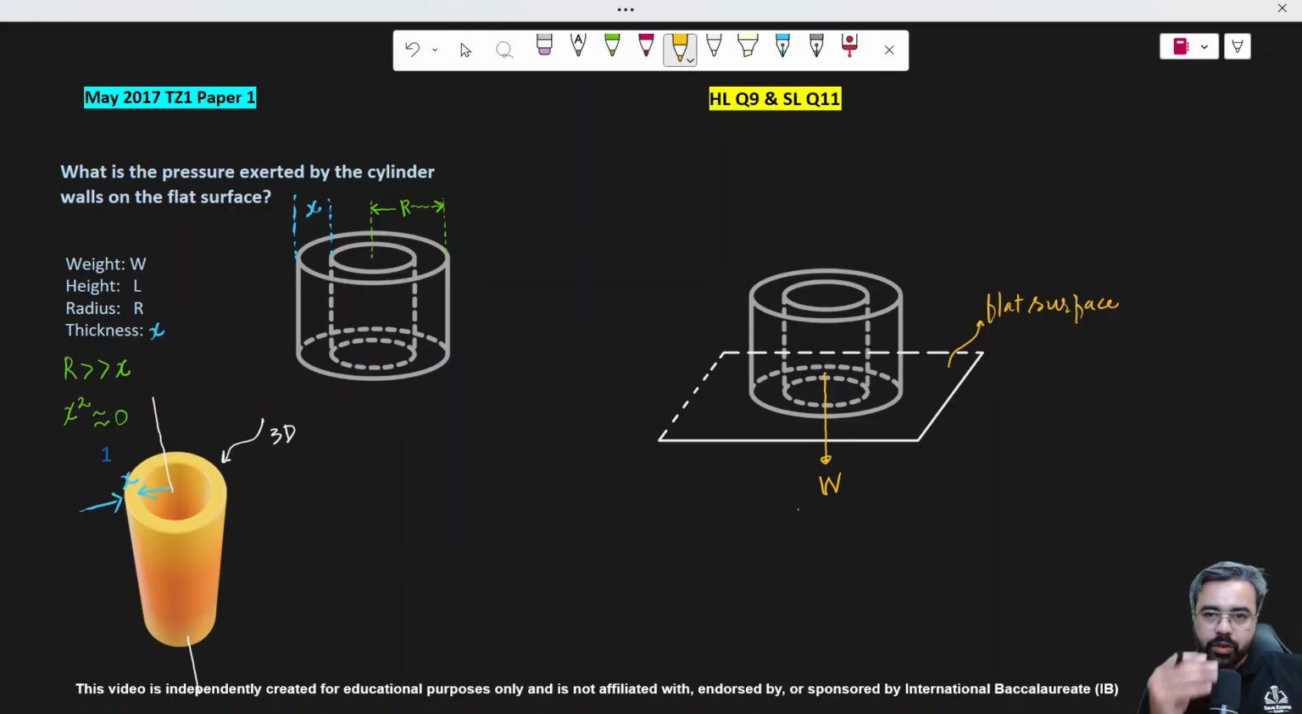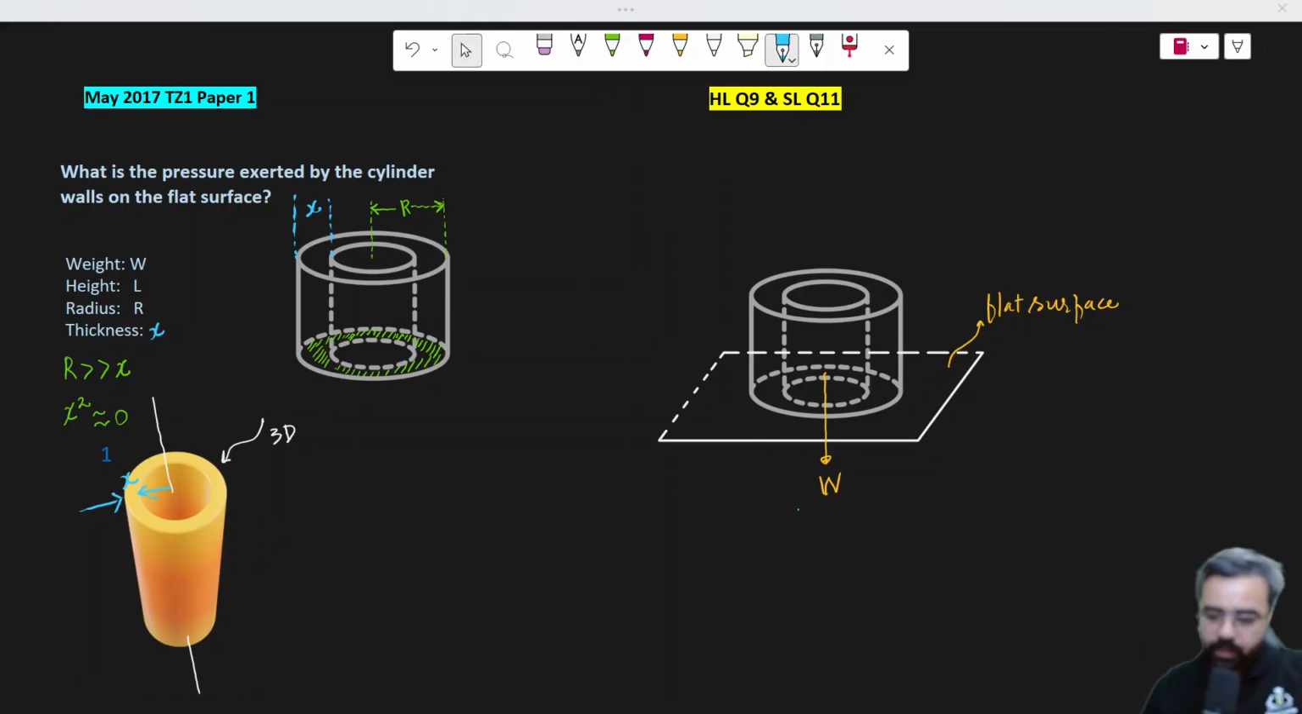Another thing: what part of the cylinder is making contact with the flat surface? It is very important to note this. You can see that it is obviously this part. If I shade it for you, you can see that this is the thing that is making contact. So it is exerting force on the flat surface, and to find the area of this surface, it is not pi r square because this is hollow from inside.